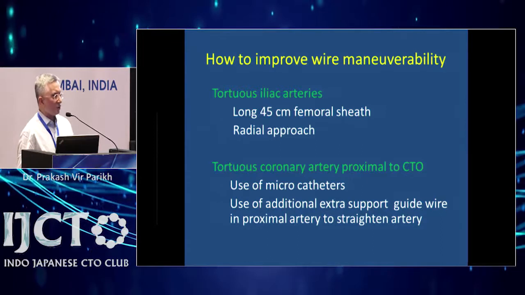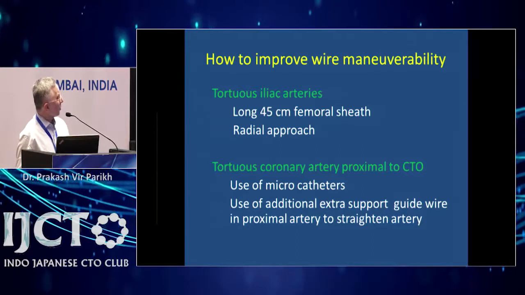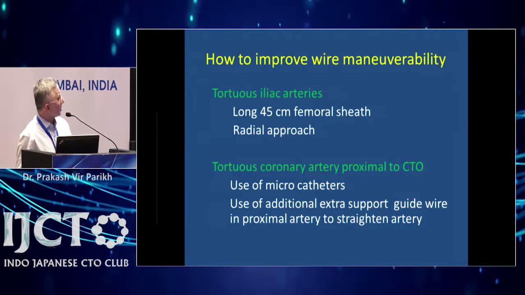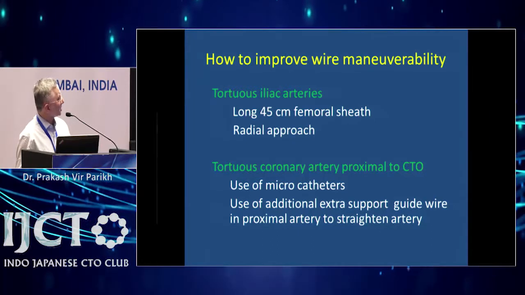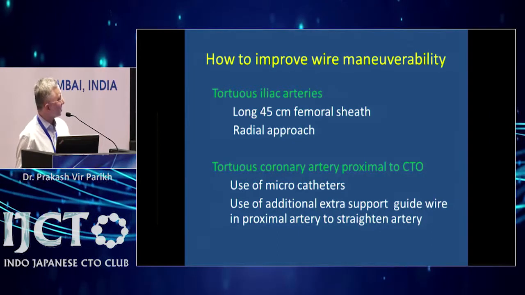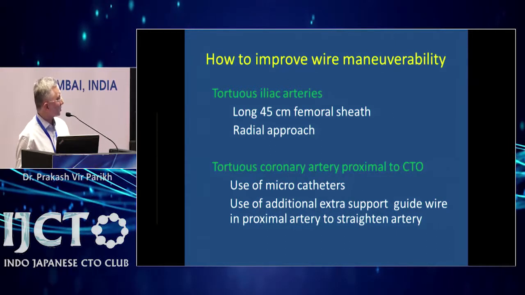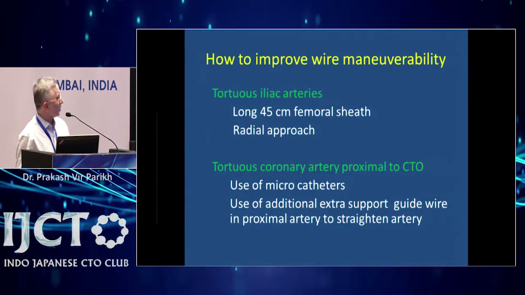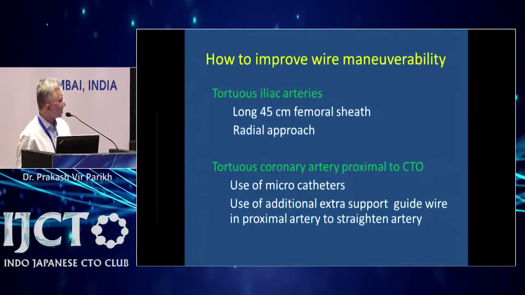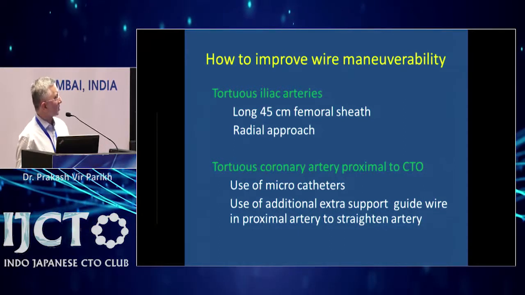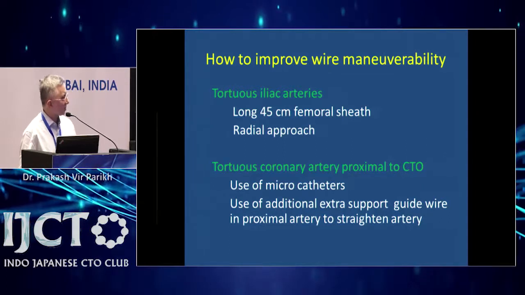Good wire maneuverability is very important. So how can you improve wire maneuverability? If there are tortuous iliac or aortic arteries, use long femoral sheaths, or you can switch to a radial approach. Similarly, if there is a tortuous coronary artery proximal to the CTO, always use a microcatheter. In addition, you can use an additional extracorporeal wire to straighten out the proximal tortuous coronary artery.